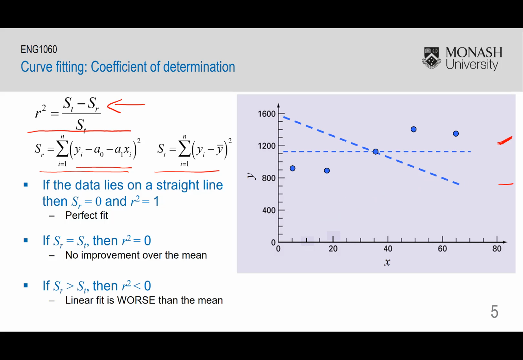And it is possible that SR can be bigger than ST. And in that case, then r squared is less than 0. In other words, the linear fit is worse than the mean. Now, it's not possible in an unconstrained linear regression to actually get this case where r squared is less than 0. And in actual fact, it's generally not possible to get the case where r squared is equal to 0 either. R squared will nearly always be greater than 0, somewhere between 0 and 1.